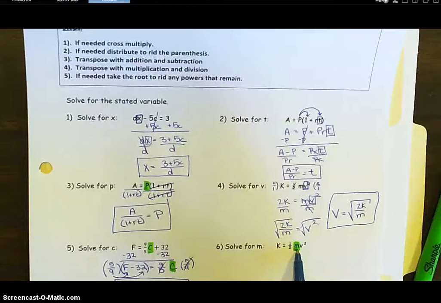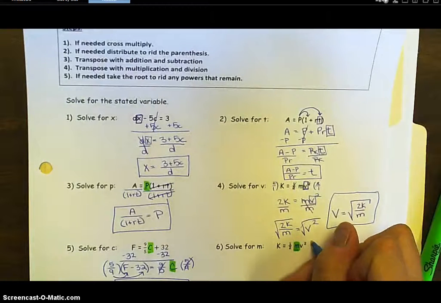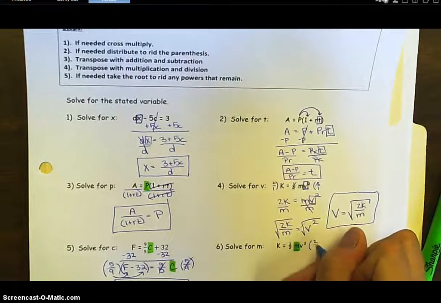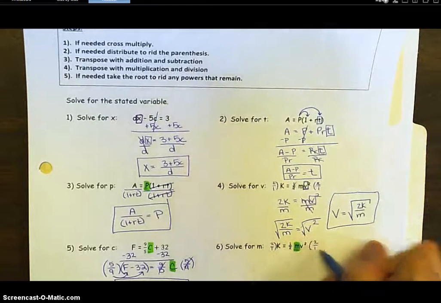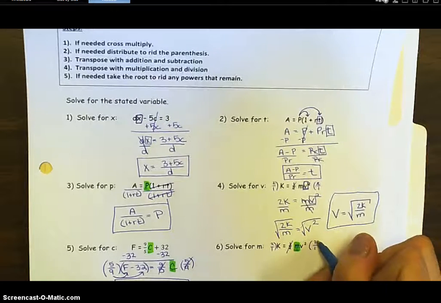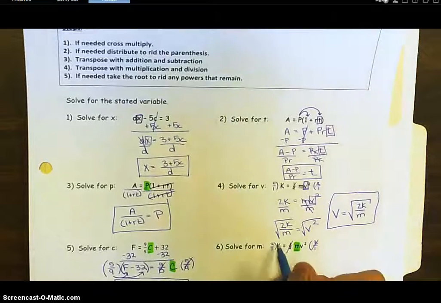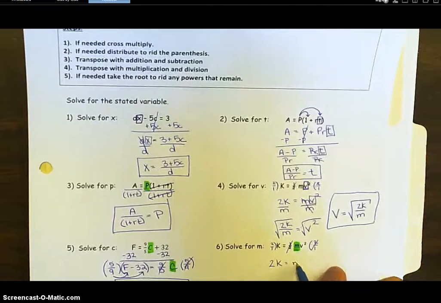So if I look at the M, the 1/2 is touching it and the V squared is touching it, which means both of these are being multiplied. So I need to bring them both over. So the first thing I'm going to do is bring over the fraction. So I'm going to multiply by the reciprocal on both sides. So the 1/2 cancels with the 2/1. So over here now we have 2k equals mv squared.